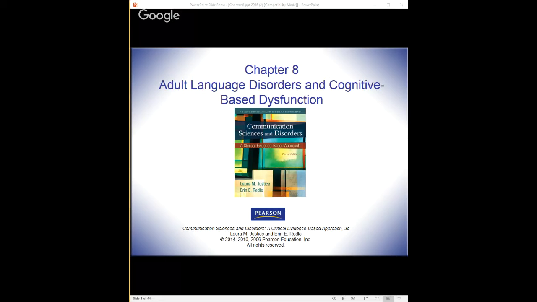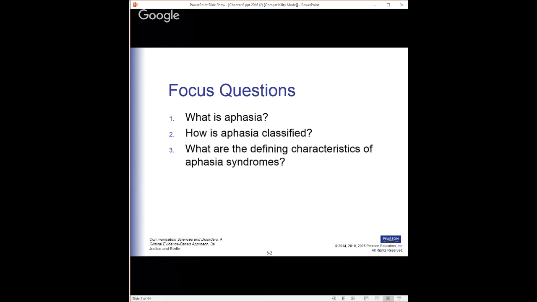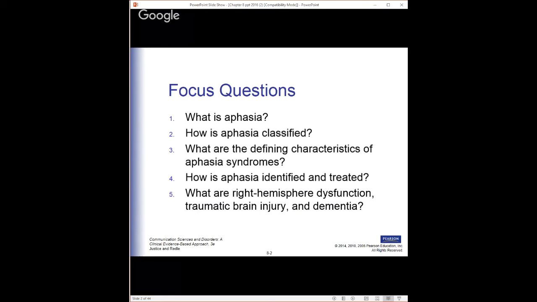Welcome to Chapter 8, Adult Language Disorders and Cognitive-Based Dysfunction. Focus questions for this chapter will include: What is aphasia? How is aphasia classified? What are the defining characteristics of aphasia syndromes? How is aphasia identified and treated? What are right hemisphere dysfunction, traumatic brain injury, and dementia?